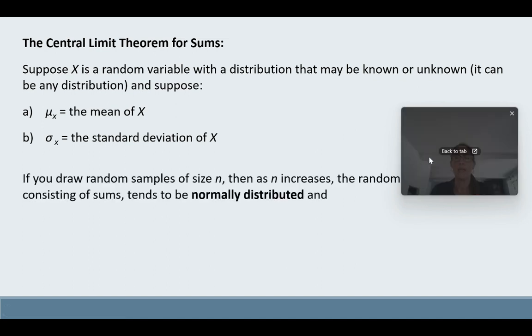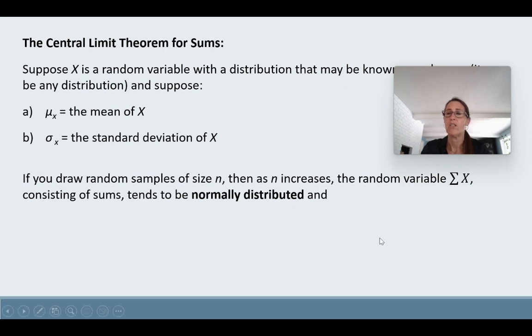Then, if you draw random samples of size n, as n increases, the random variable, the sum of x, remember this symbol here is the Greek uppercase letter sigma, it stands for a sum, tends to be normally distributed, and the random variable, the sum of x, is normally distributed with a mean equal to n times mu sub x, so that is the sample size times the mean of your original random variable, with a standard deviation of the square root of n times the standard deviation of x.